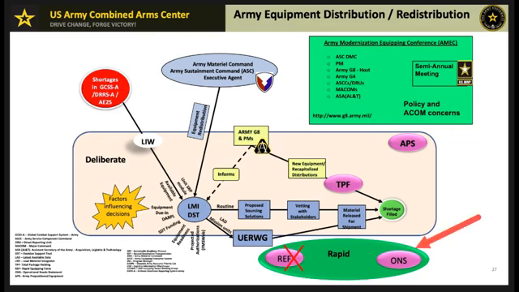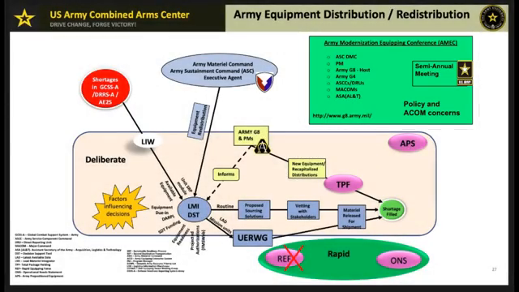The rapid process. This process addresses immediate needs through operational needs statements, or ONSs. The previous REF, or Rapid Equipping Force, is no longer in use. The ONS process enables rapid distribution of equipment to address urgent requirements in the field. Additionally, the Army Modernization Equipping Conference, the AMEC, ensures alignment with Army priorities and policies, holding semi-annual meetings to address ACOM concerns.